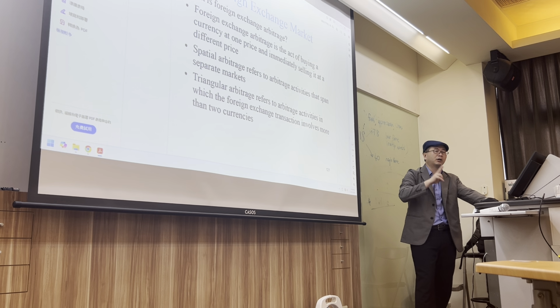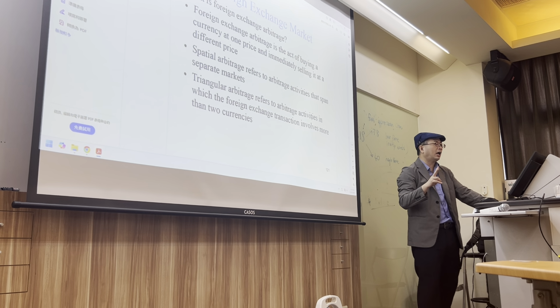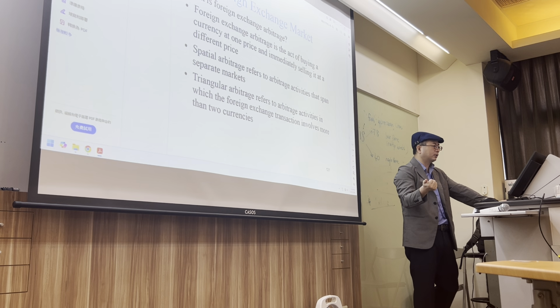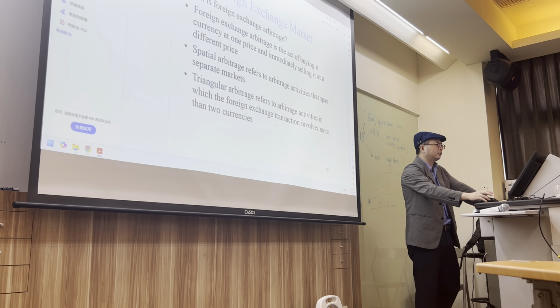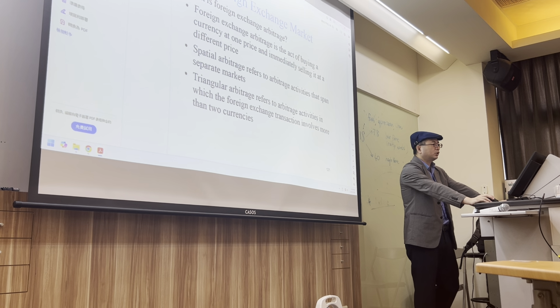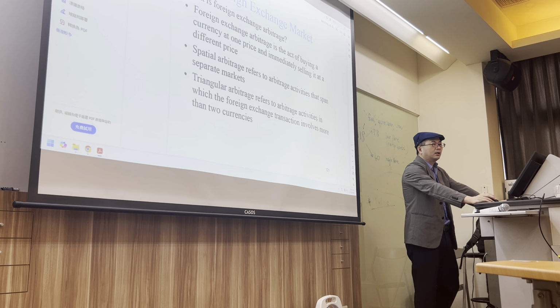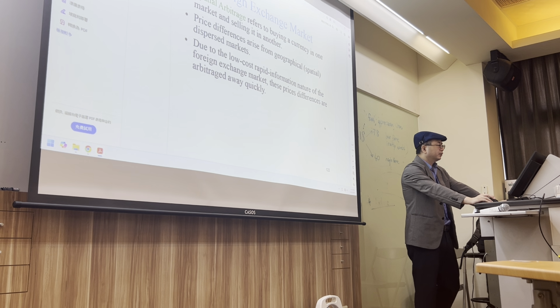than two currencies. Right? So if you have the euro, the USD, and also the Japanese yen, when you have three currencies and you try to profit among two or three markets, then you are using triangular arbitrage. Okay. Alright, so spatial arbitrage refers to buying the currency in one market and selling it in another.